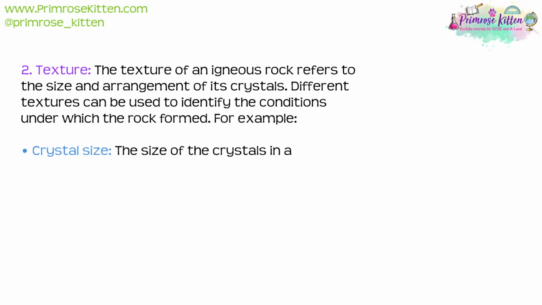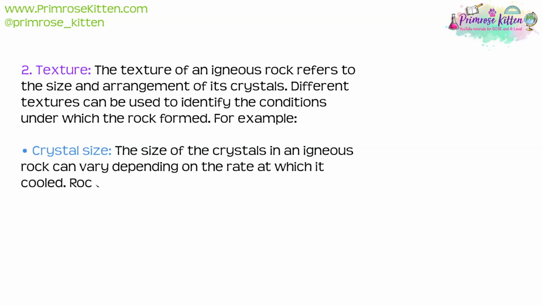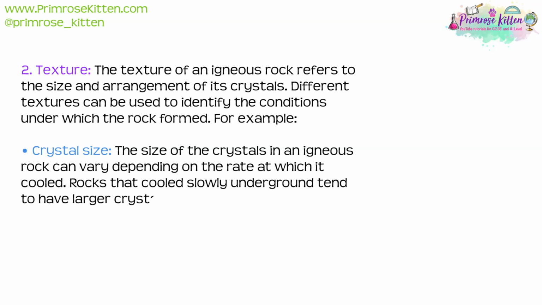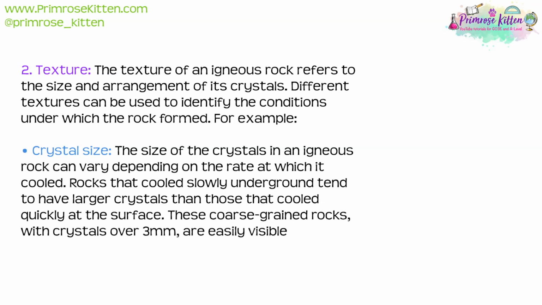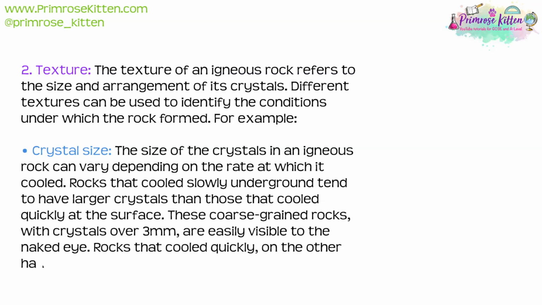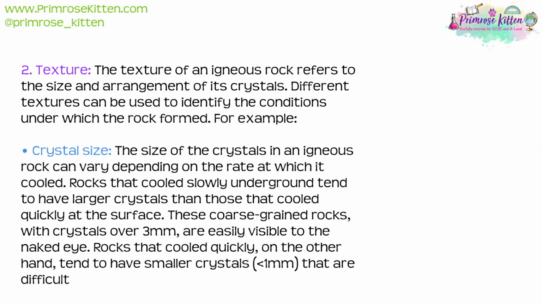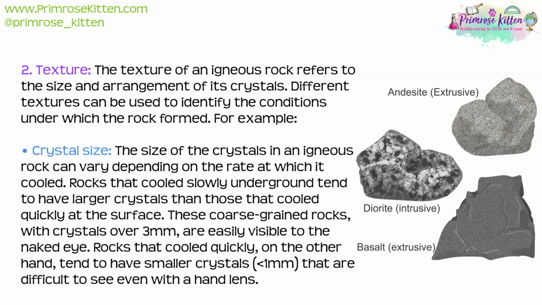For example, crystal size. The size of the crystals in an igneous rock can vary depending on the rate at which it cooled. Rocks that cooled slowly underground tend to have larger crystals than those that cooled quickly at the surface. These coarse-grained rocks with crystals over 3 millimeters are easily visible to the naked eye. Rocks that cooled quickly, on the other hand, tend to have smaller crystals, less than a millimeter, that are difficult to see even with a hand lens.